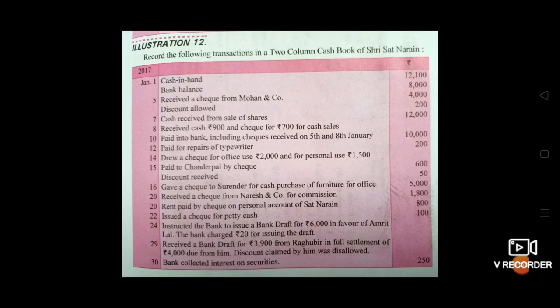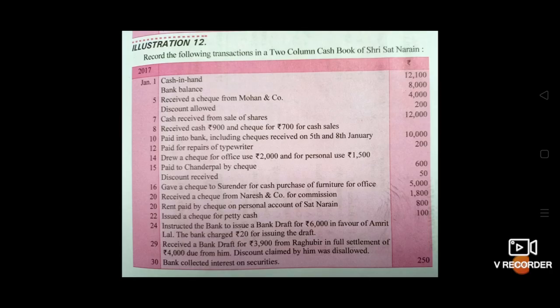Okay. 12th January, paid for repairs of typewriter rupees 200, payment side cash column. 14th January, drew a check for office use rupees 2,000 and for personal use rupees 1,500. 15th January, paid to Chandarpal by check rupees 600 and discount received rupees 50. 16th January, gave a check to Surender for cash purchase of furniture for office rupees 5,000. 20th January, received a check from Naresh and Company for commission rupees 1,800.